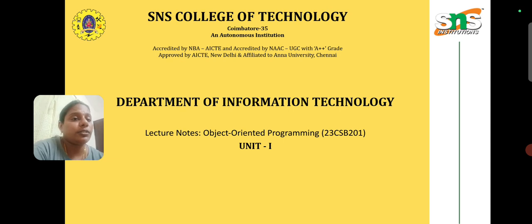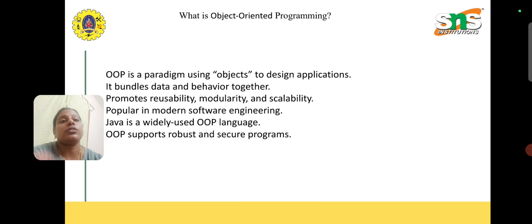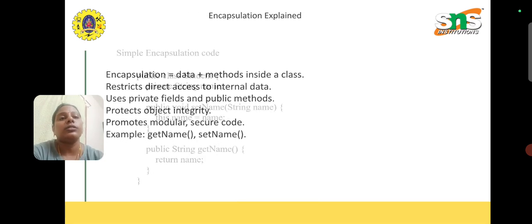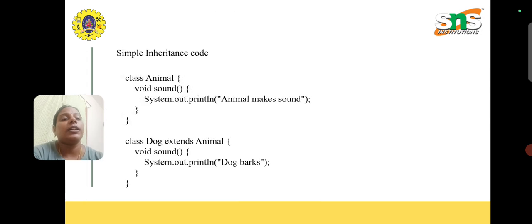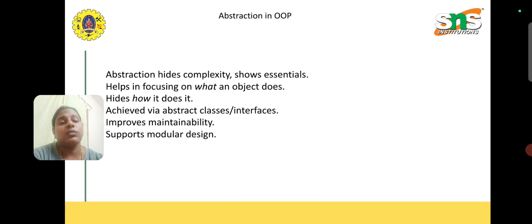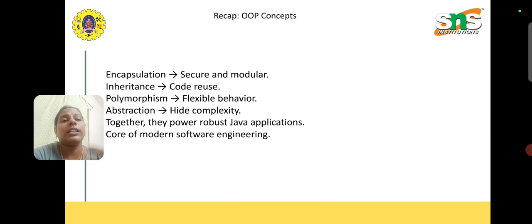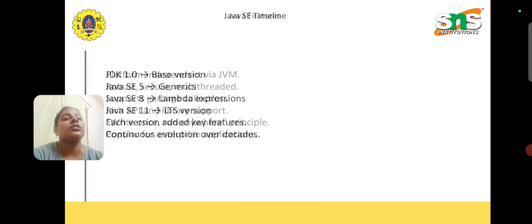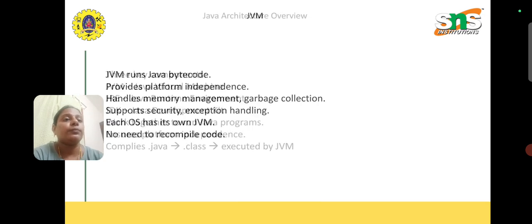As we have seen in the last four videos, we are continuing the OOPS concept, which is Unit One. We have already completed several topics: the introduction of OOPS and what is OOPS, the four key principles of OOPS and examples of each principle, what is abstraction in OOPS, the recap of OOPS concepts, the evolution of OOPS, Java and Java features, the Java software engineering timeline, and the Java architecture overview.